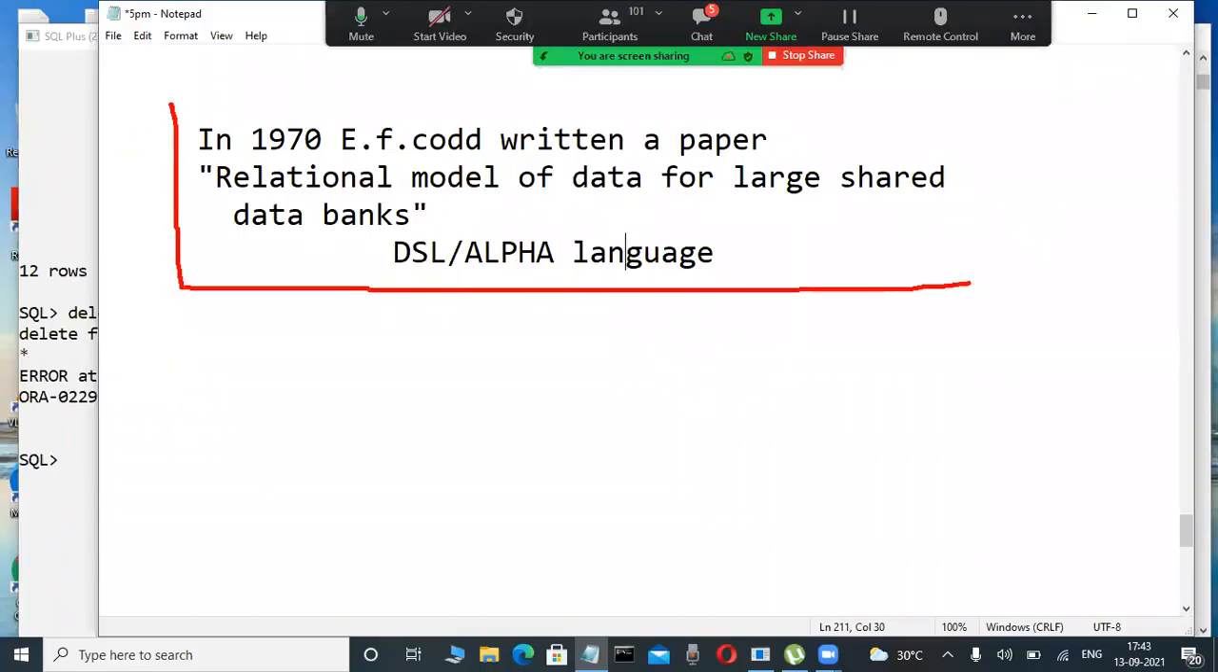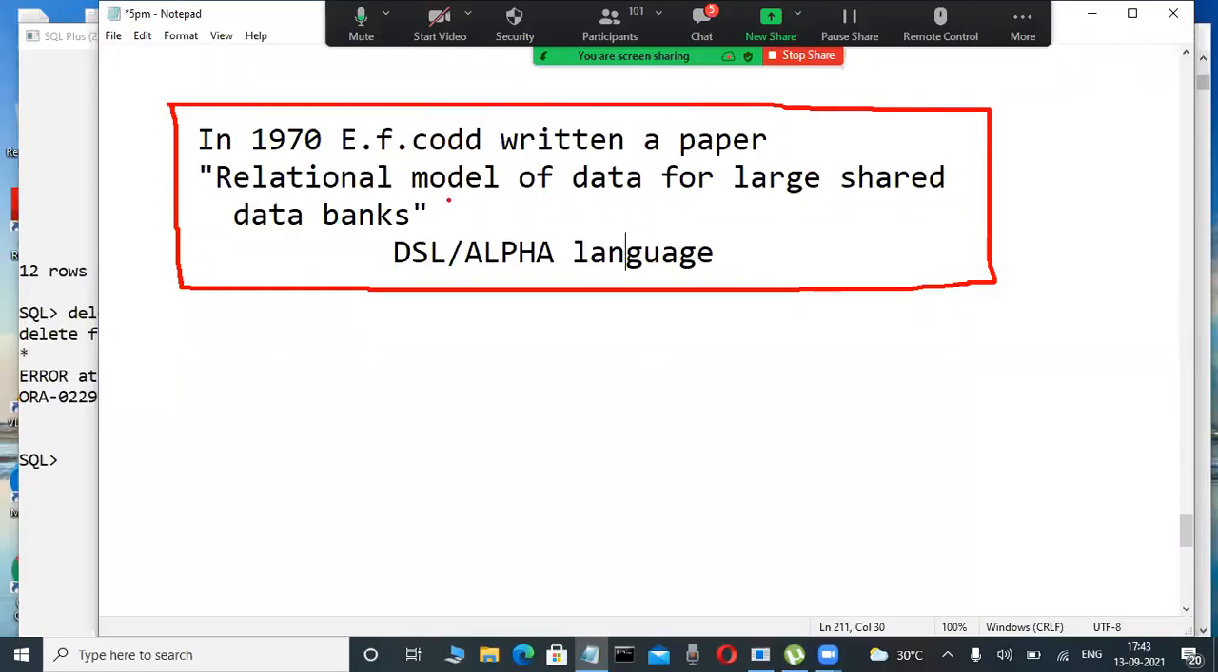Observe it here. Slowly observe it, it's easy to understand where Oracle is coming from. Suppose in 1970, a paper on the relational data model was written. And for operating the relational data model, which language was introduced? DSL Alpha language. Based on this paper, one company introduced the first relational data model product.